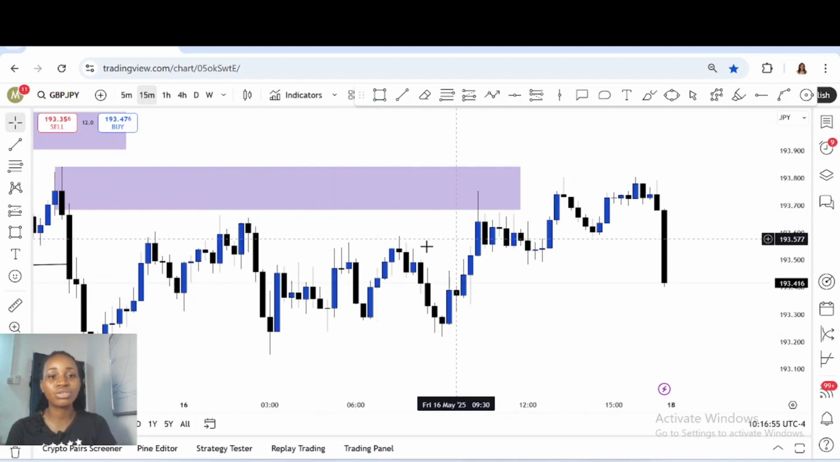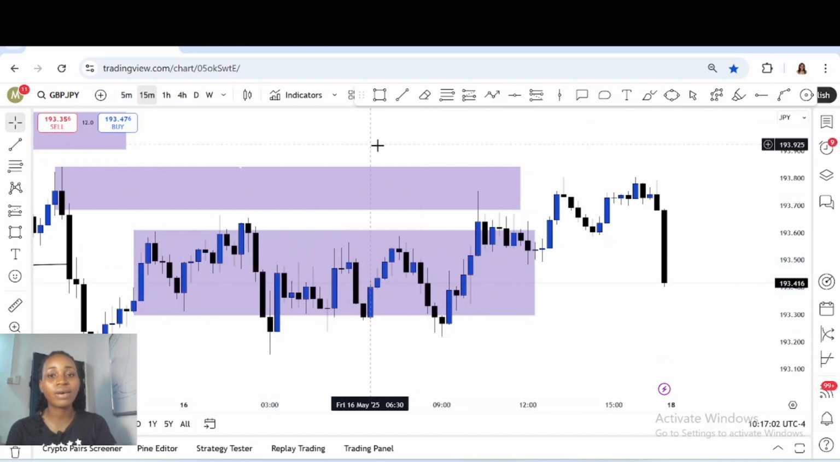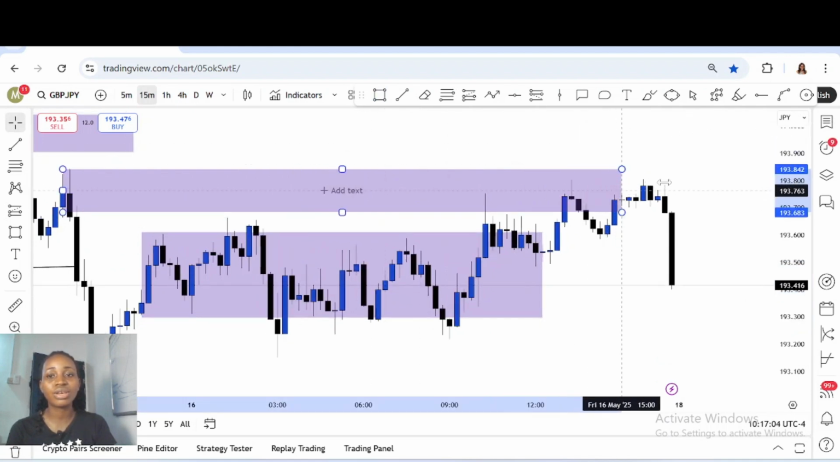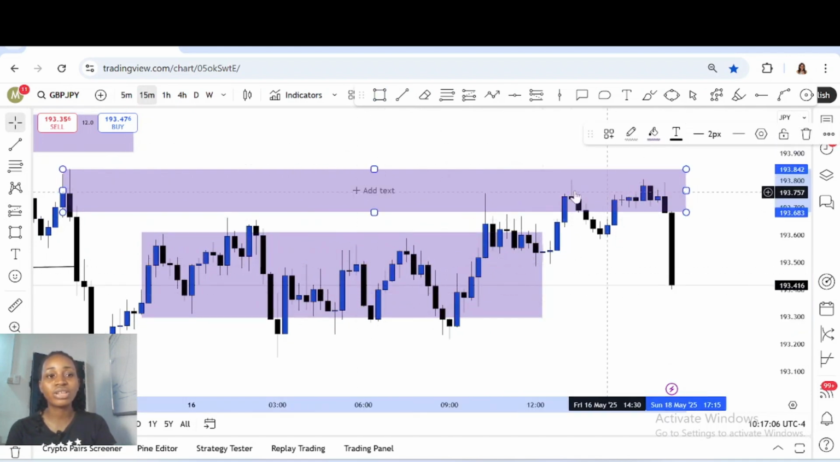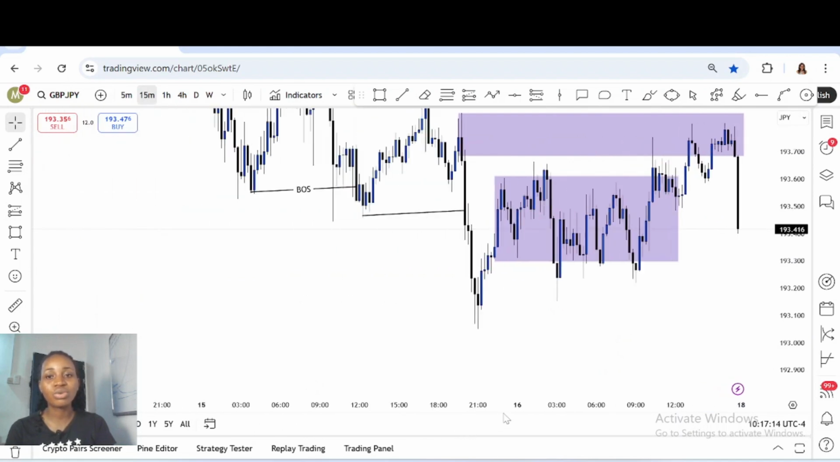Here price did not trade into the origin. You can see that price was just consolidating around here. Now let's extend this zone and see that after the whole consolidation, price traded into this origin, and you can see the massive push to the downside from here. So now price is doing what? Price is making its way downward.